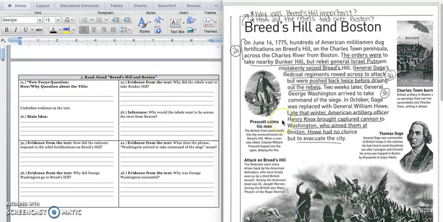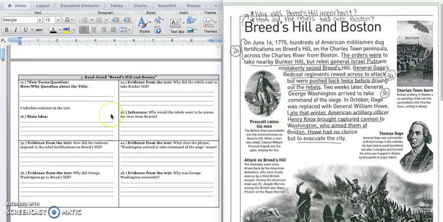So if we go back in our text and we're thinking about how the rebels ended up taking over Boston, we know that first they seized Breed's Hill, which was across the river from Boston. And then when General George Washington arrived, they received these cannons from reinforcement, and they were able to fire the cannons at Boston, and that is when the British soldiers left.